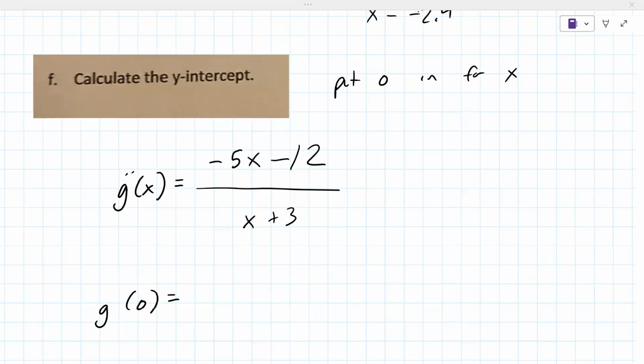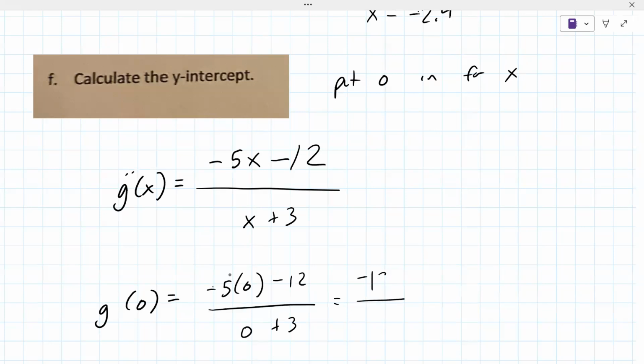That is going to be a -2. How did you come up with that? I came up with that because the x at the bottom right here is a 0 plus 3. What does the top become? -5 times 0 is 0, minus 12 is -12. And what does the bottom become? 0 plus 3 is 3. Okay, so how does that become -2?